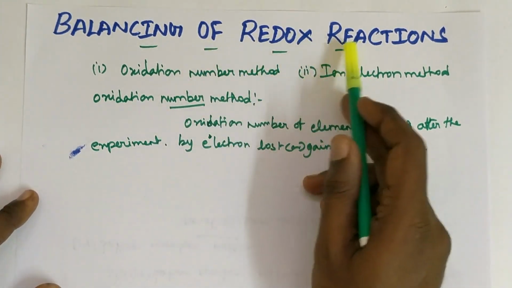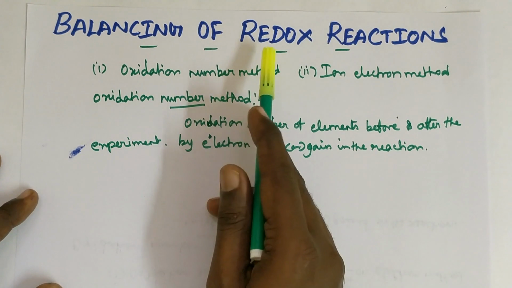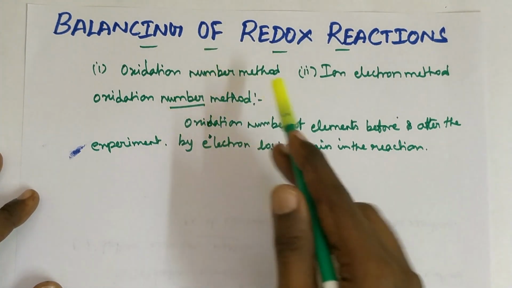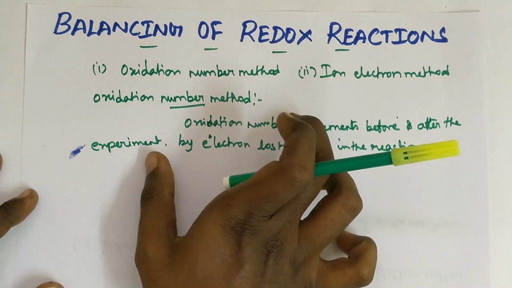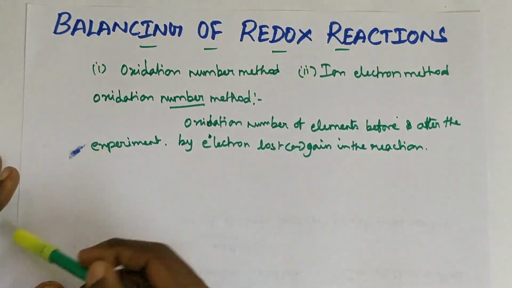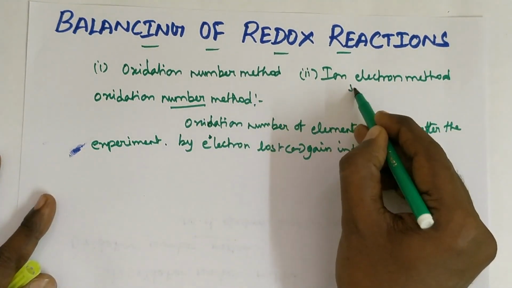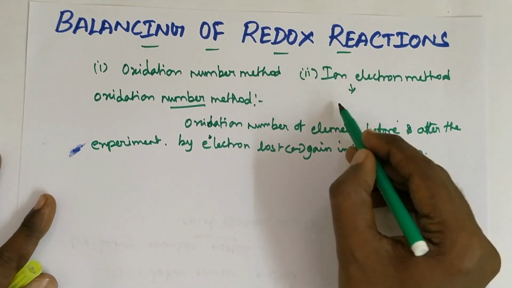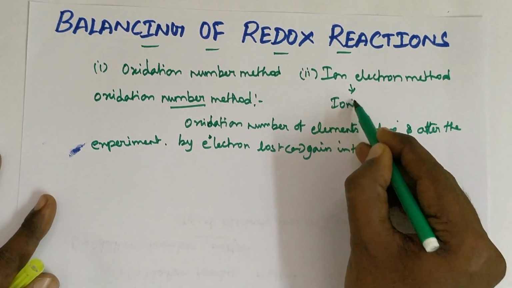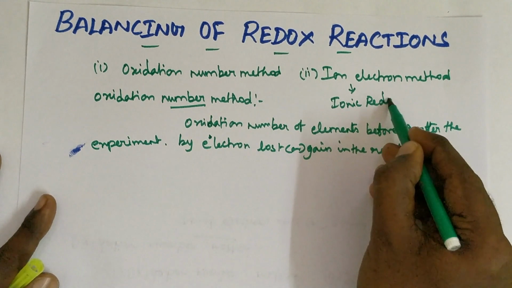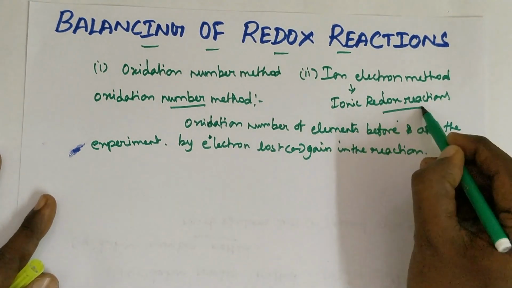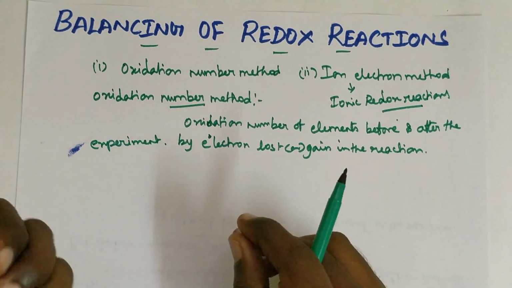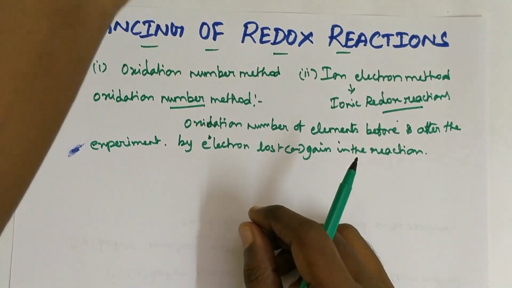So balancing of redox reaction takes place by two methods. One is the oxidation number method and another one is the ion electron method. We have already seen the oxidation number method. Next we are going to see the ion electron method. In this method we are going to use the ionic redox reaction. So what are the steps in the ion electron method?